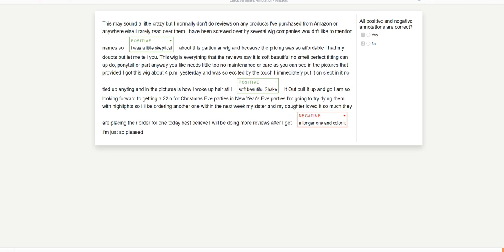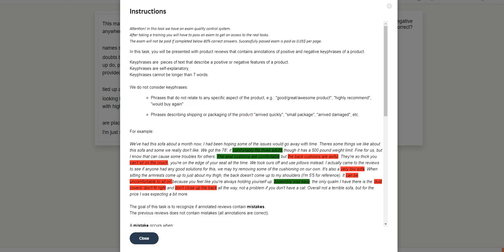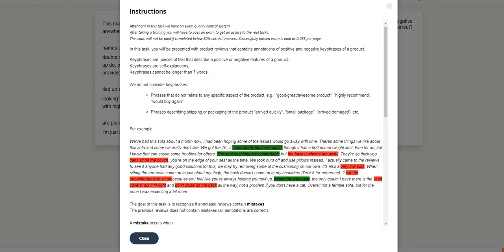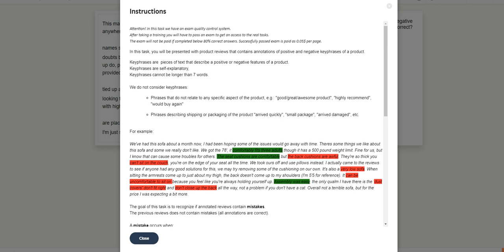Good morning everyone. For today's recording, I am taking a training on another task from Yandex Toloka, or Toloka Yandex, and it is called Check Sentiment Annotation Mistakes. We have an instruction here, but it should be easy. We just have to judge those highlighted words if they are properly tagged as positive or negative.